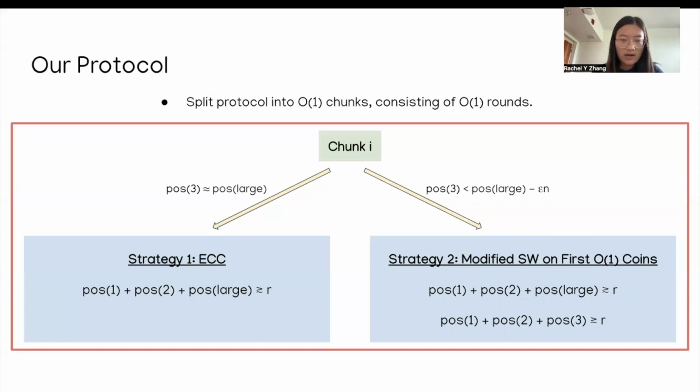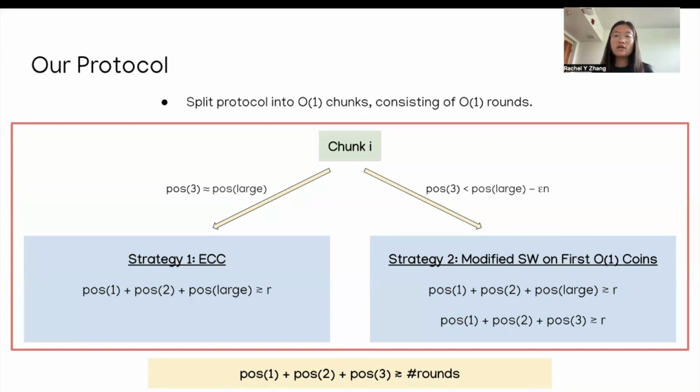And because we're only doing strategy 1, the ECC strategy, when the third coin is about as far as the large coin, you get the following equation that always holds for the entire protocol: the positions of the first 3 coins add up to about the number of rounds. And that's sort of the magic here. The casework is very important.